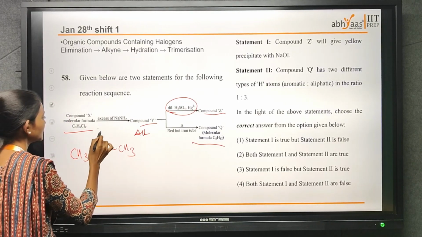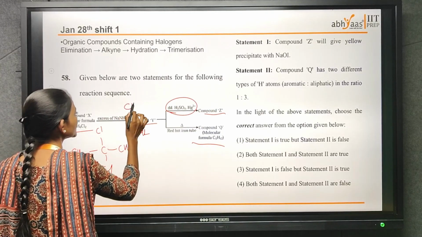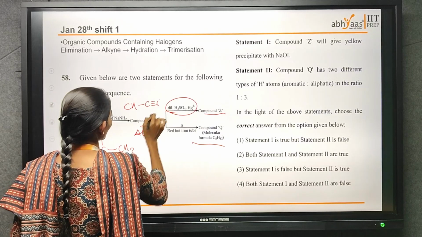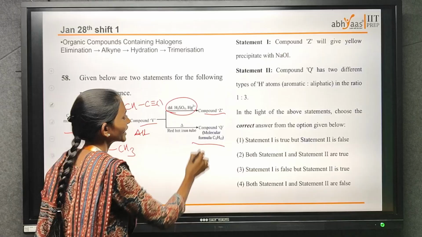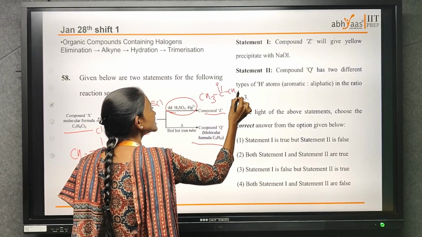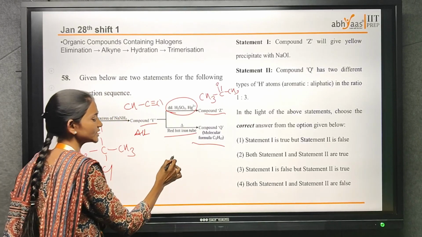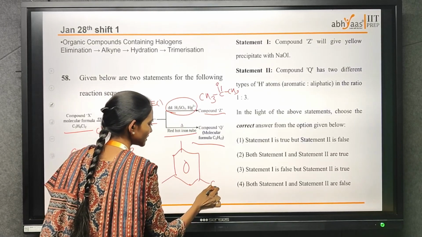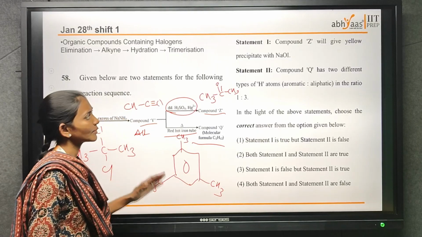C3H6, so Cl is balanced, right? You are getting the compound alkyne, that means CH3, C triple bond CH. Upon diluted H2SO4, you get your acetone molecule, which is CH3, C double bond O, CH3. Here the red hot iron tube means you get the aromatic molecule, mesitylene, with CH3 groups. So they are asking about the statements.